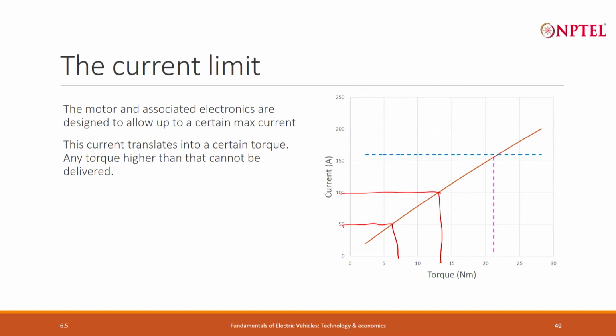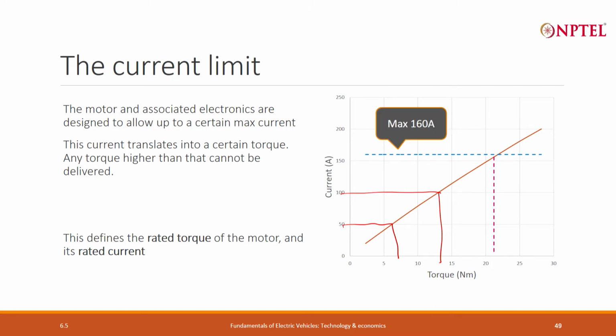If I increase the current any further, I will get more torque, but the temperature will rise beyond acceptable limits and it will damage both the electronics and the motor. So, this is the maximum torque that I can get out of this motor, and that is called the rated torque, and this current limit is called the rated current. So, in this example, the rated current is 160 amperes, and when I apply 160 amperes, the torque I can get is 22 Newton meters.